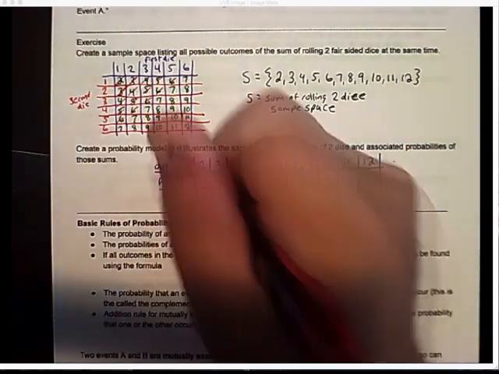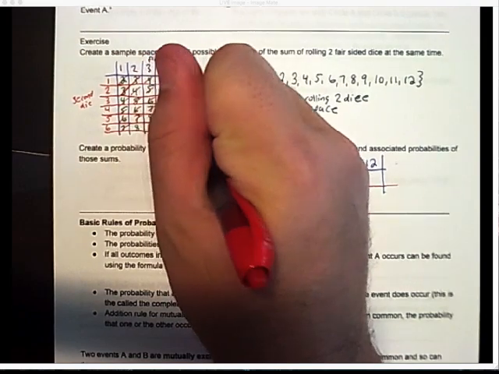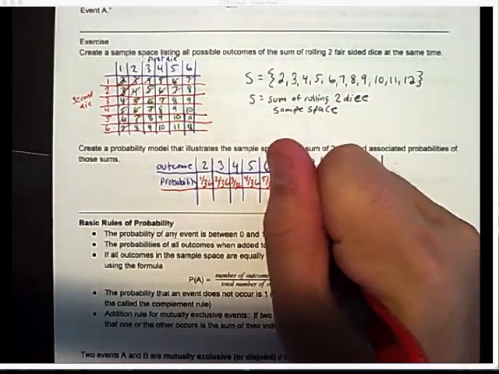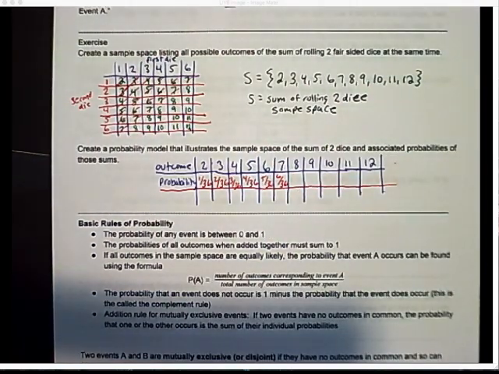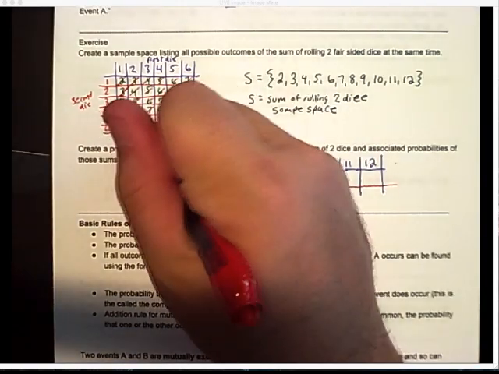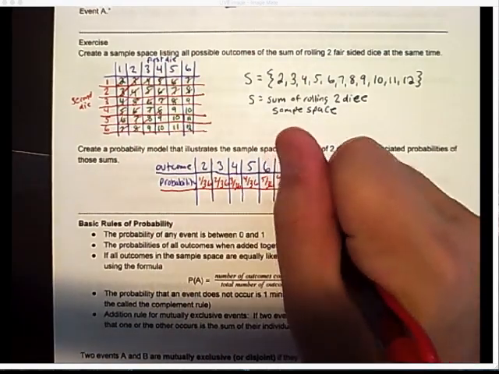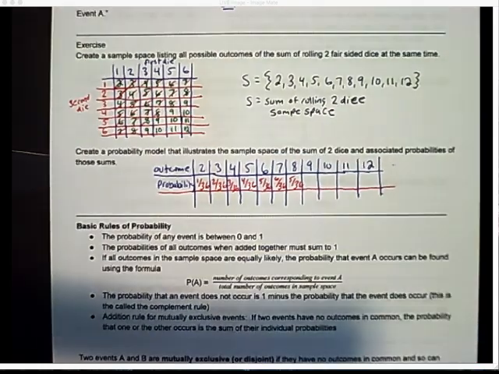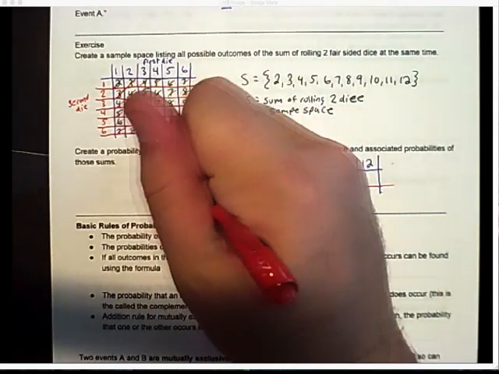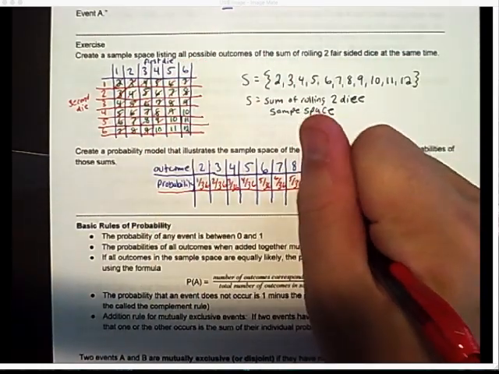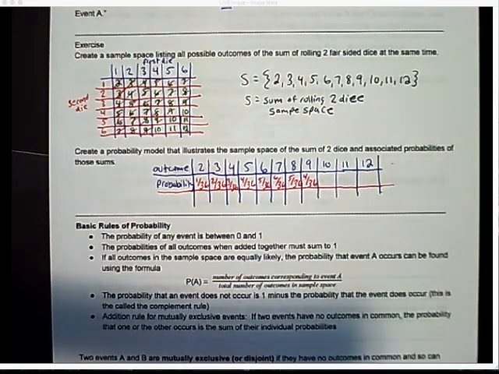Chances that I get a 7, well, there's 1, 2, 3, 4, 5, 6 7s. So 6 out of 36. If we go to 8s, there's 1, 2, 3, 4, 5 8s. So 5 out of 36. 9: 1, 2, 3, 4 9s. So 4 out of 36.